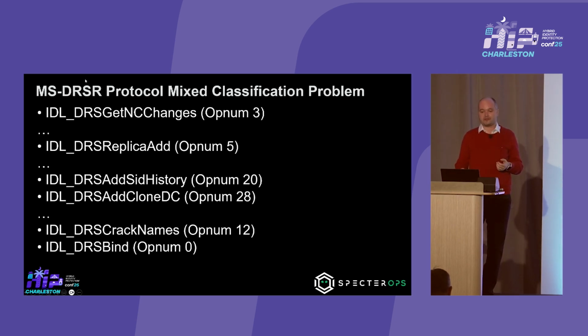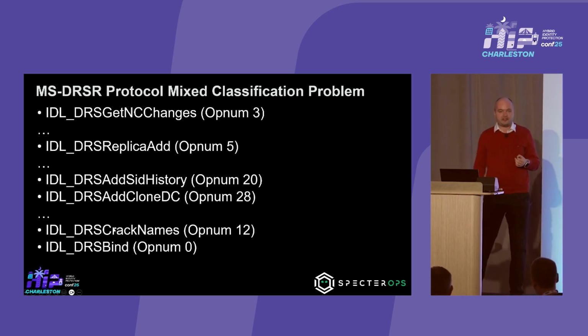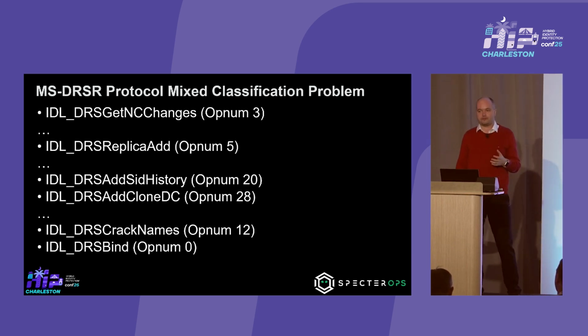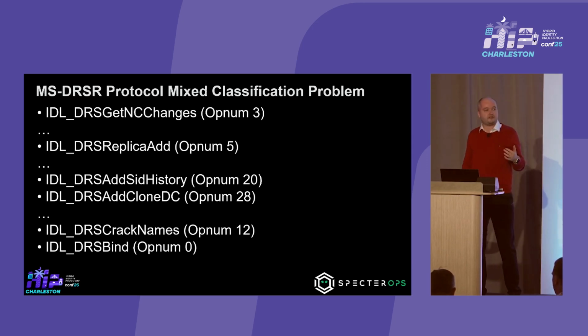Why? Because if you look at the operations, you would probably want to block the operation three. You would probably want to restrict it to DCs, the GetNCChanges. But then you have some management calls, which would be used by administrators. And then these two operations, CrackNames and the Bind, are used by each and every client computer during the logon process. So if you block that, you would have issues logging into Windows.